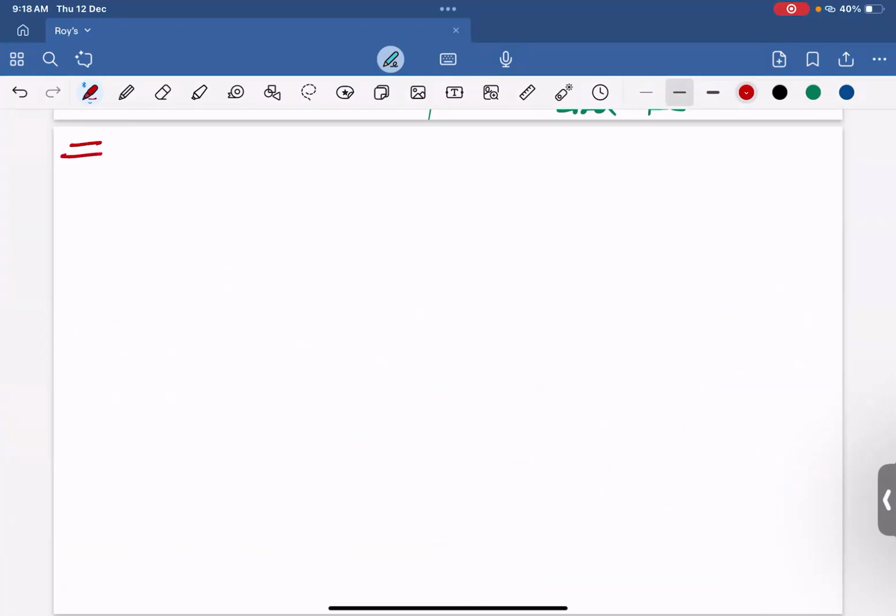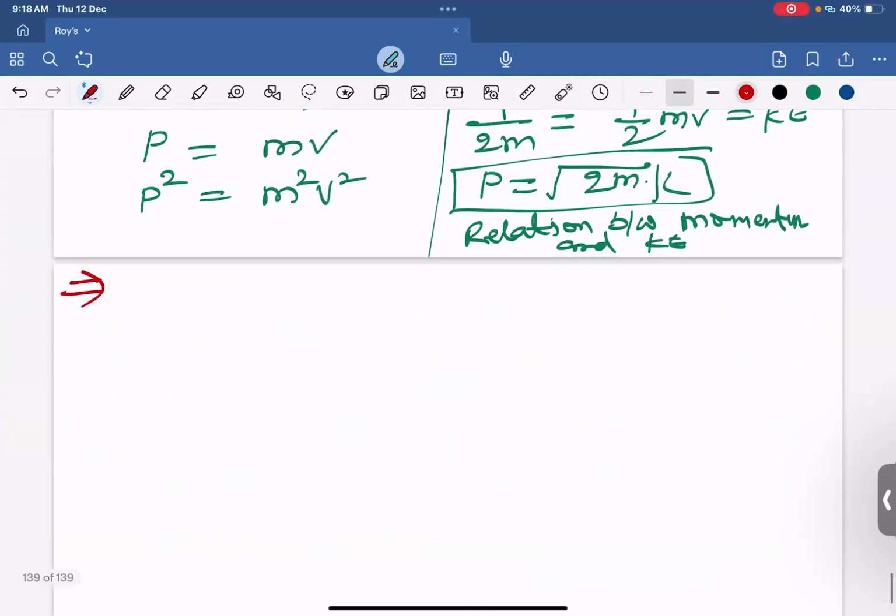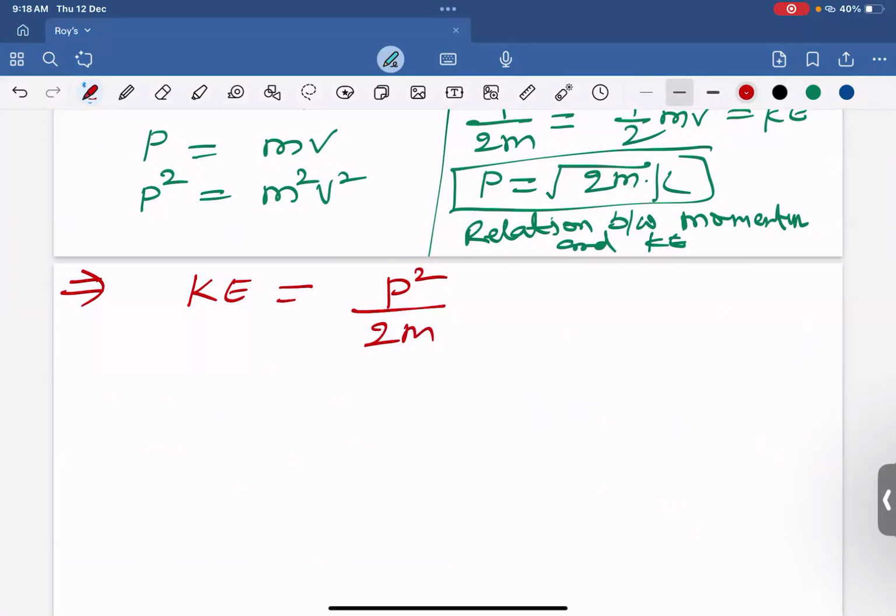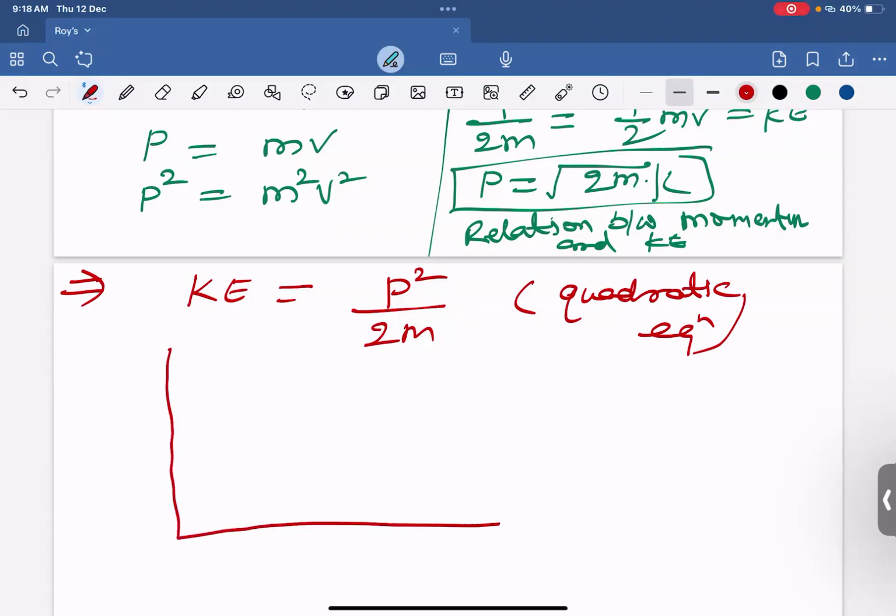Now, as we know, I told you that kinetic energy is basically momentum p square by 2m. So it's like a quadratic equation. If I try to find the kinetic energy and momentum graph, it will be a parabolic graph, a parabolic curve.